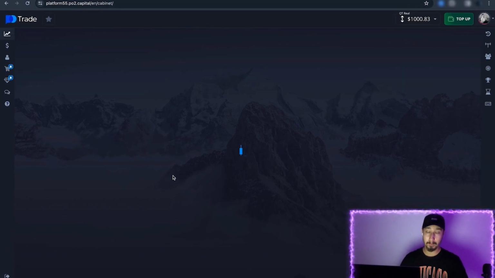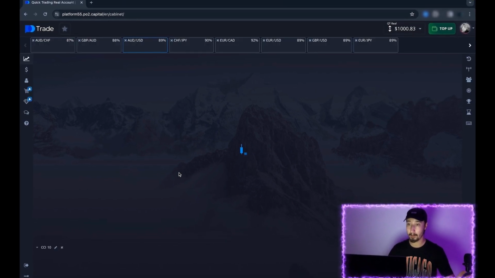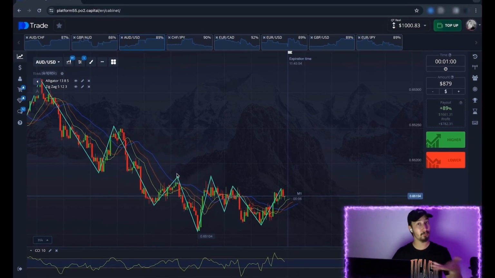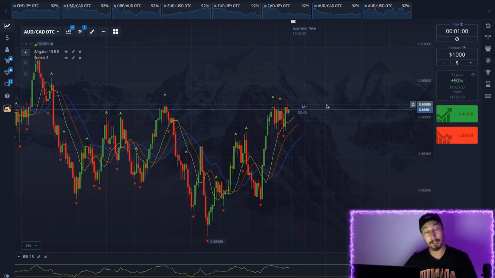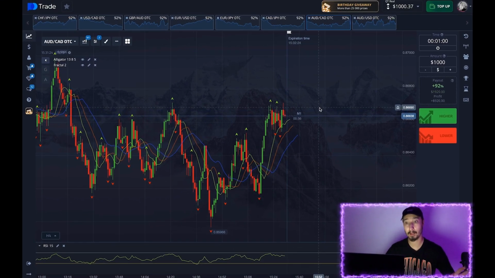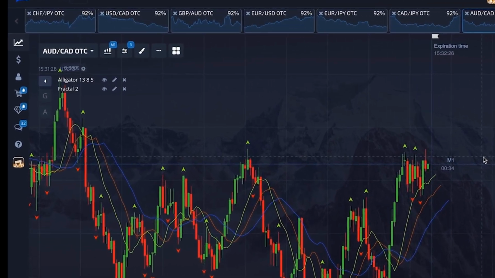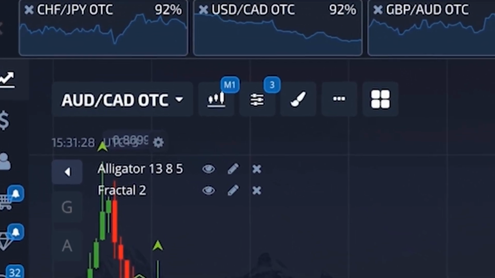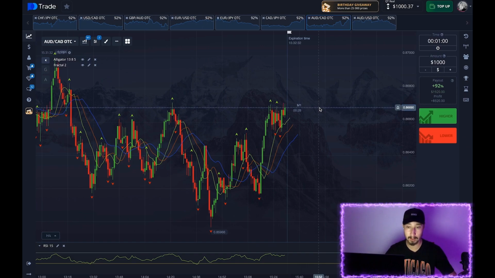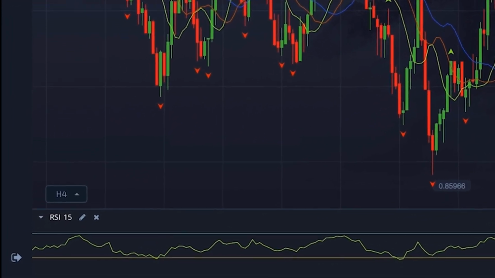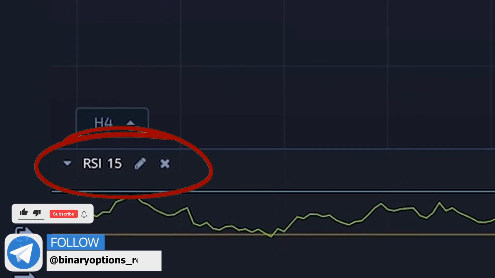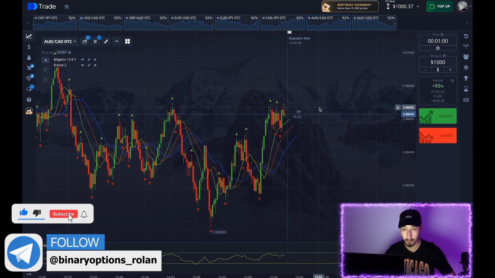Try this strategy. Let me know in the comments what result you got from this strategy, and let's move to the second strategy. So guys, I selected OTC pairs. We're gonna use other indicators such as the alligator and fractal. We have both of these indicators with default settings, and also the RSI oscillator with a period of 15, and an oversold and overbought area of 30 and 70, also by default.